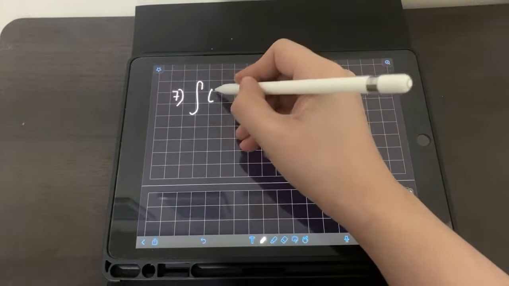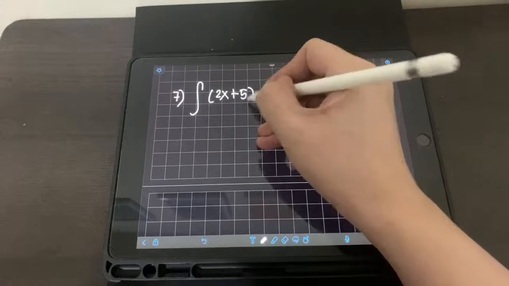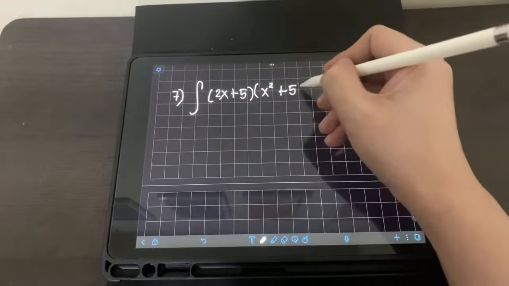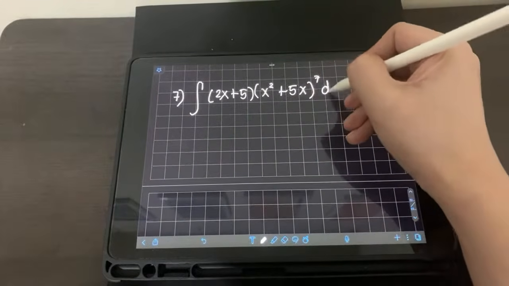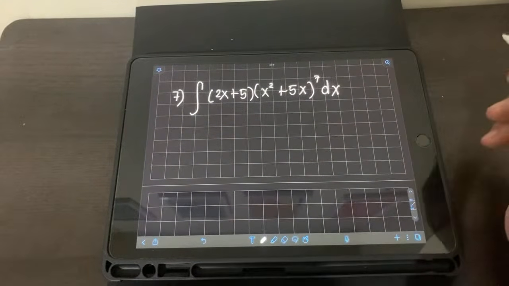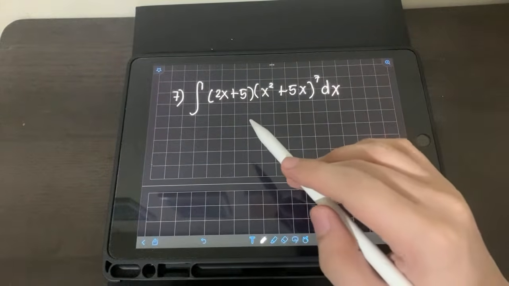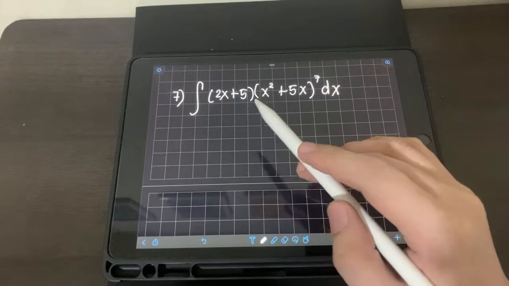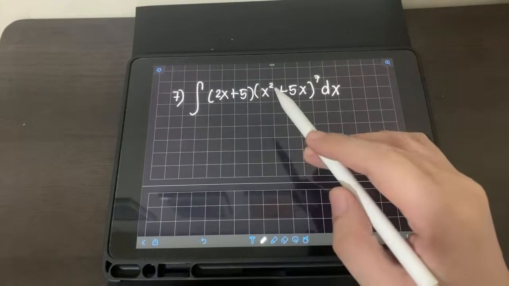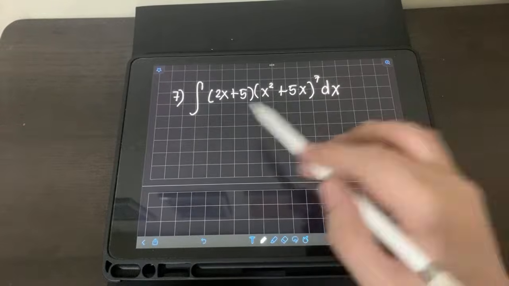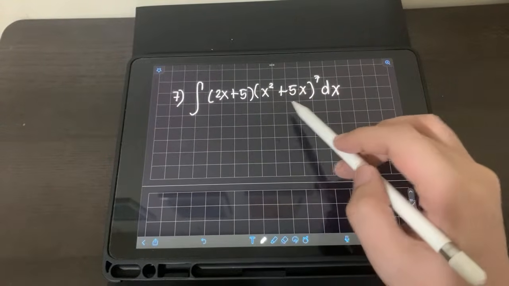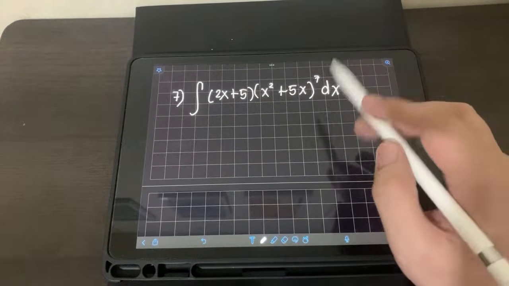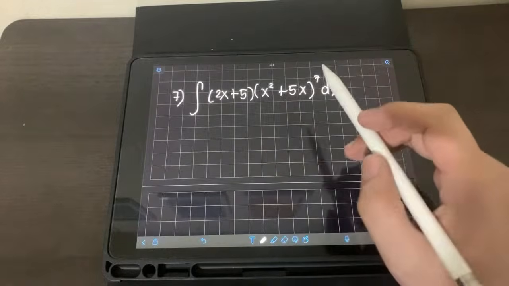Integral of 2x plus 5 times x squared plus 5x raised to the 7th dx. Okay, so how can we evaluate this integral? So this time, hindi na natin pwedeng ma-apply yung direct formula, right? Kasi complicated na yung integral natin. Meron ka ng x squared plus 5x na naka-raise sa 7th. Right? Hindi mo naman pwedeng i-expand kasi napakahabang process yon, right?